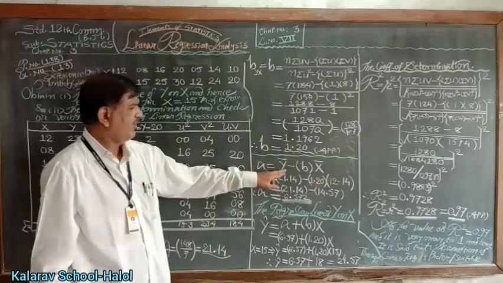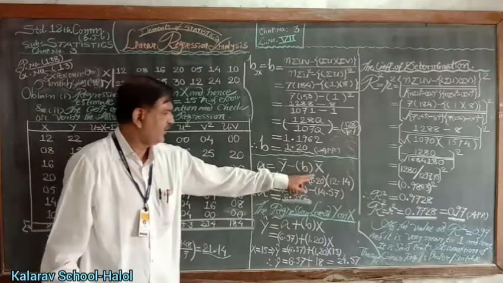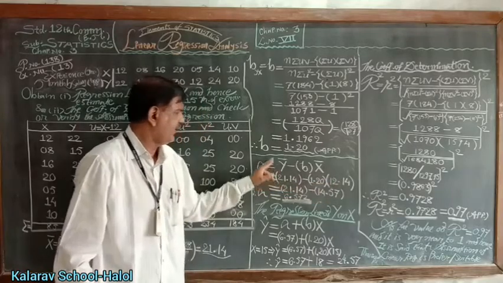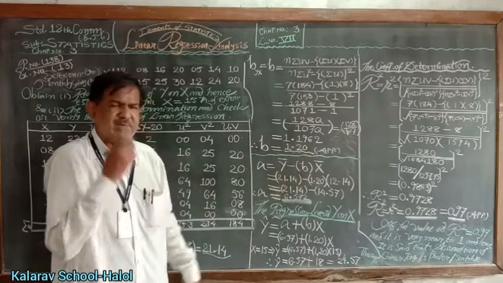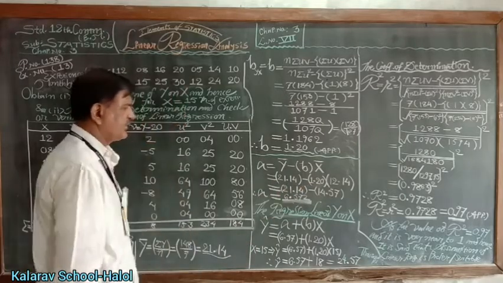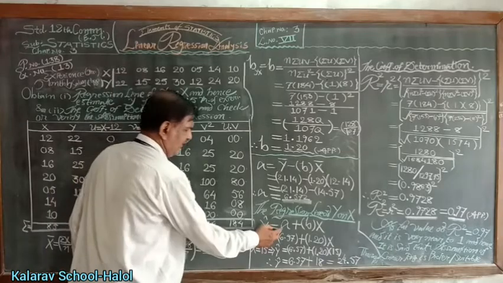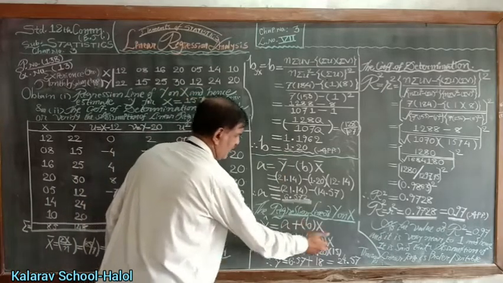Y bar minus b times x bar. Substitute x bar and y bar. X bar is 12.14, y bar is 21.14, b is 1.20. The simplification will give you the answer 6.57. Substitute for a and b: a is 6.57, b is 1.20x.